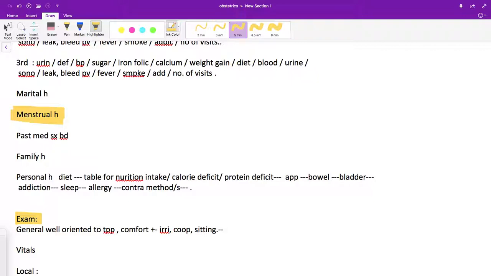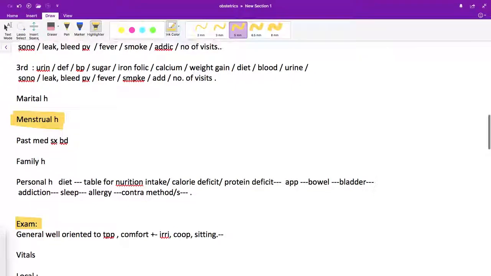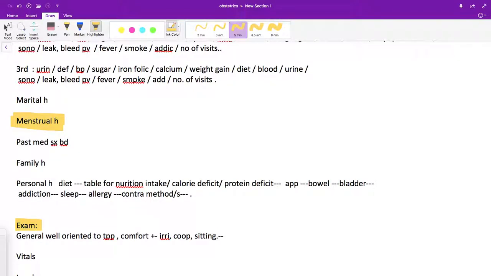In menstrual history, you have to ask about the regularity of the cycle, the duration of the cycle, and then the amount of bleeding, the number of pads used per day. Is it associated with clots? Is it associated with pain, cramps, and anything like that? Are the period cramps so bad that the patient has to take some analgesic? All that has to be elicited in menstrual history. Once again, you can make note of the LMP, that is last menstrual period, and also the EDD, expected date of delivery.